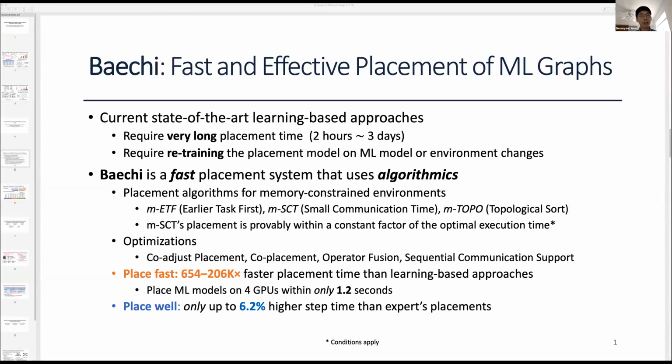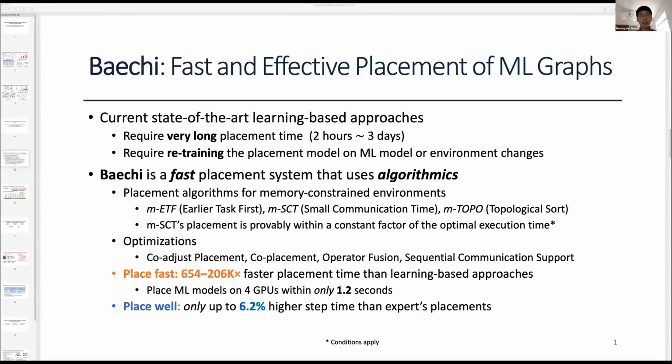We propose 3 competing placement algorithms for memory-constrained environment. We adapt our parallel job scheduling algorithms to propose 2 memory-constrained algorithms called ETF and MSCT. We also present a strawman based on the topological order called mtopo. We prove that the placement generated by the MSCT is within a constant factor of the optimal under certain conditions. More details are in the paper.